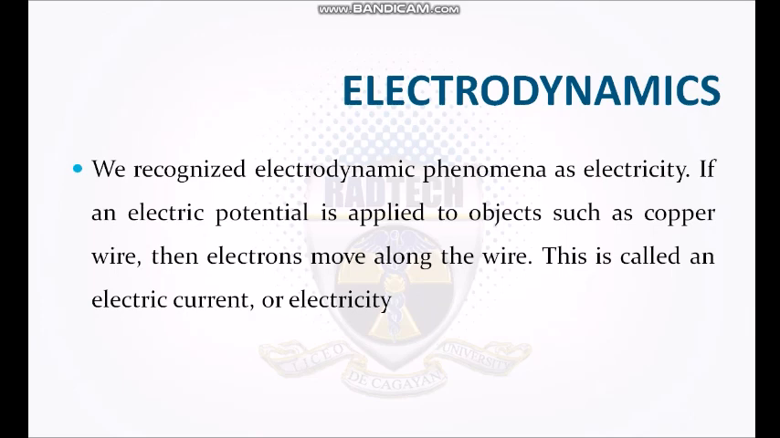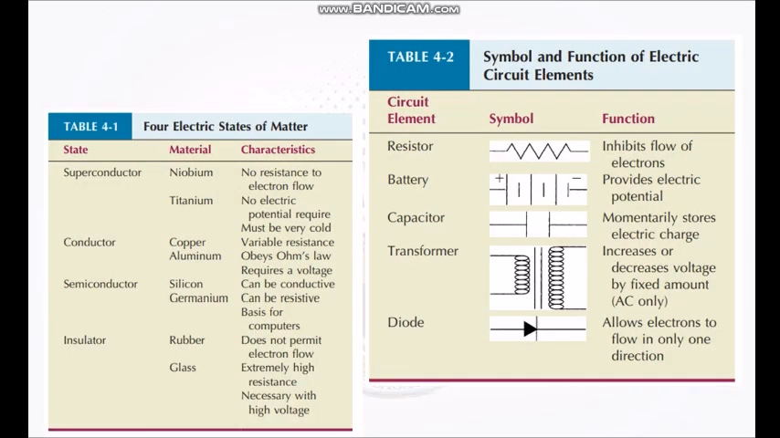If an electric potential is applied to objects such as copper wire, then electrons move along the wire. This is called an electric current or electricity. Basically the potential energy, the electric potential, allows electrons to move. Very important when it comes to X-ray production also, and also inside of the X-ray tube. Electric potential allows electrons to move. Okay, so always remember that.